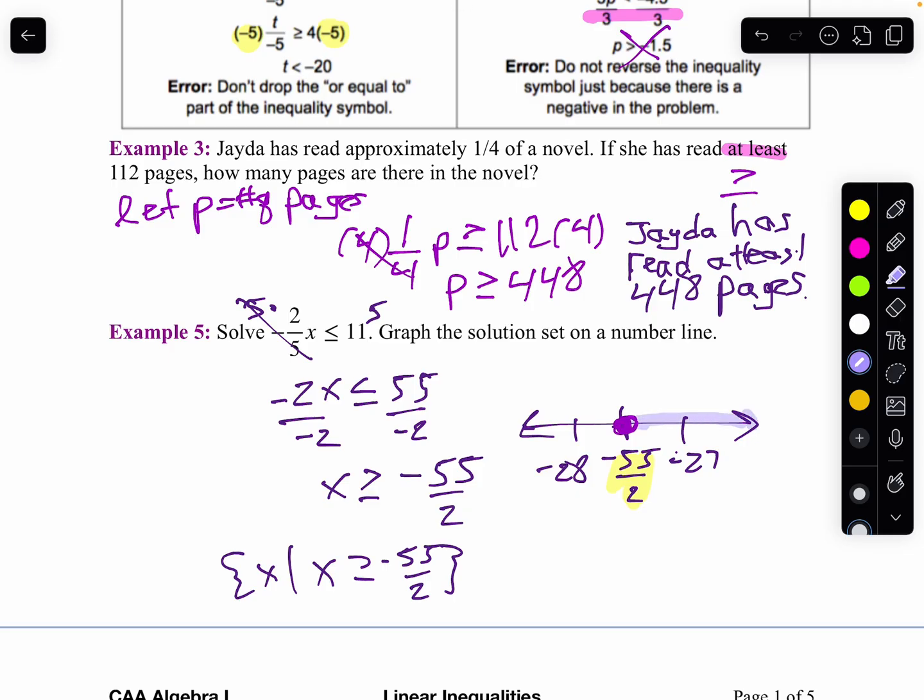Notice as long as x is on the left side of your inequality, the inequality points in the direction you're supposed to shade it. If x is on the right side, then we have to do it backwards.